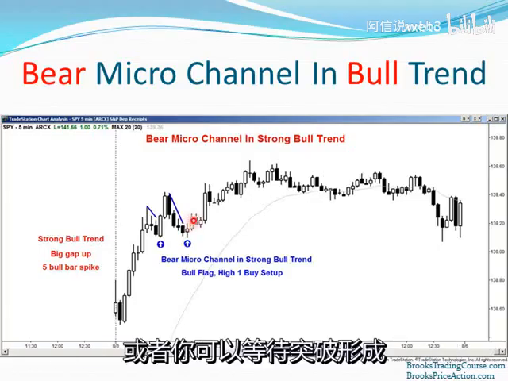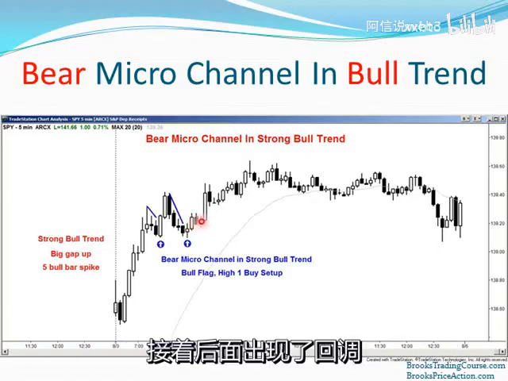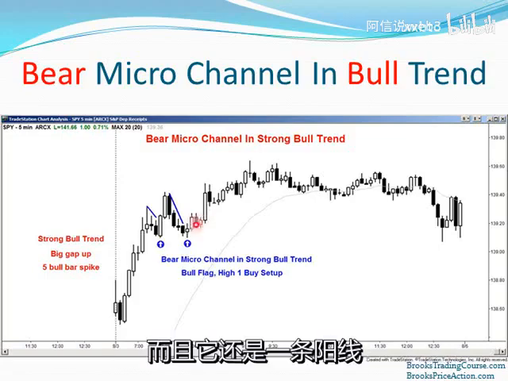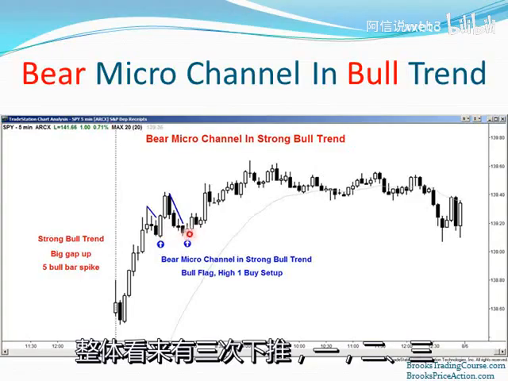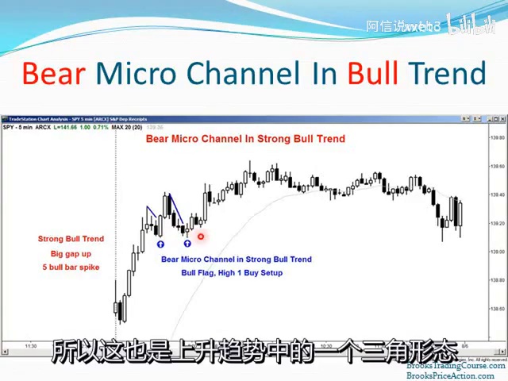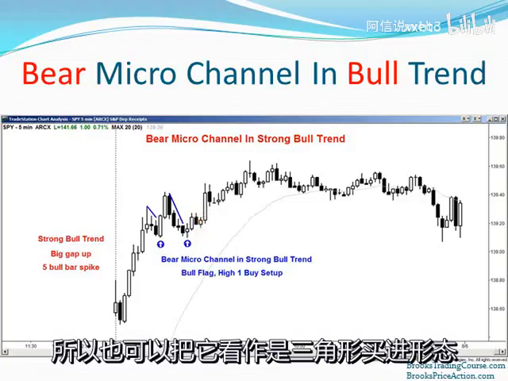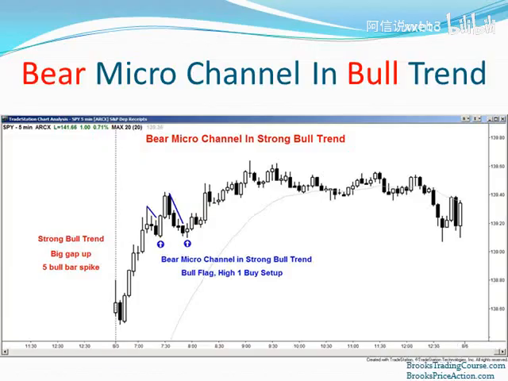Or you can wait for this breakout and then we have a pullback and you can buy above the high of the pullback bar, especially since it has a bull body. 3 pushes down, 1, 2, 3. So this is also effectively a triangle in a bull trend, and you have a bull signal bar. So you can buy above the high of this for a triangle buy setup as well.